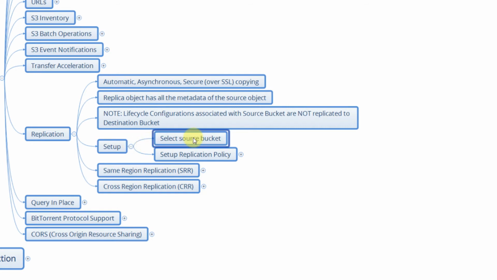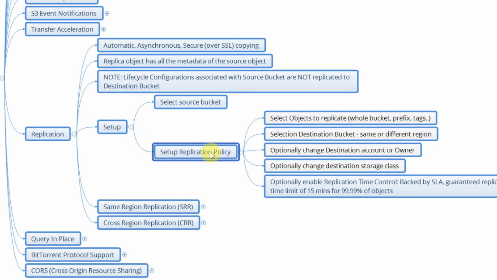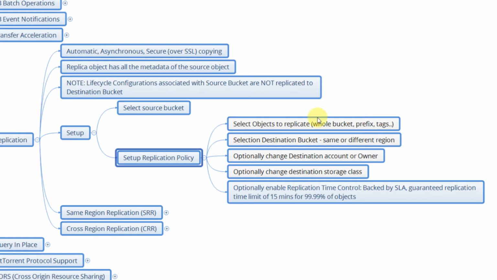You select a source bucket and you set up a replication policy. So as part of the policy, you select which objects to replicate. It can be the whole bucket or objects chosen with prefixes or tags. You select a destination bucket in the same or different region. You can optionally change the destination account or the owner, and you can optionally change the destination storage class. And you can optionally enable replication time control. And replication time control, or RTC, is backed by an SLA, and it guarantees a replication time limit of 15 minutes for 99.99% of objects.